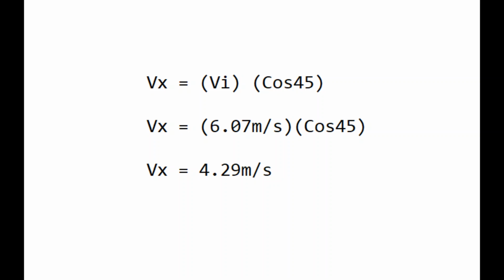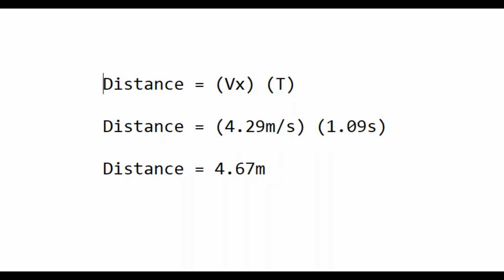To calculate the distance traveled by the dart, we first had to calculate the horizontal velocity using the equation horizontal velocity equals initial velocity times cosine of angle theta. With this, we found the horizontal velocity to be 4.29 meters per second. Using the horizontal velocity, we were able to calculate the distance traveled by the dart with the equation distance equals horizontal velocity multiplied by time. With this, we were able to get 4.67 meters.